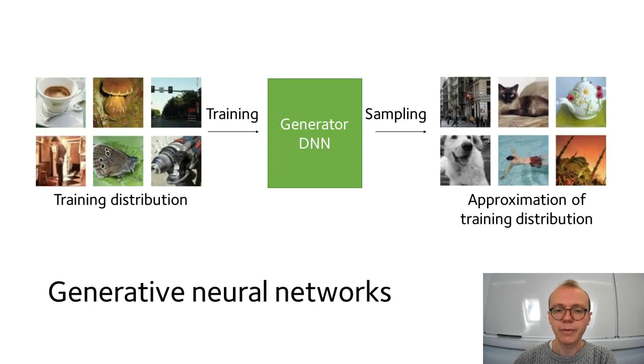How exactly generative networks are trained isn't important for our purposes. Instead, we will just use a generative deep neural network that has already been trained. That means we can use it to generate samples that are drawn from an approximation of the distribution of training images. So it can generate us new realistic images.